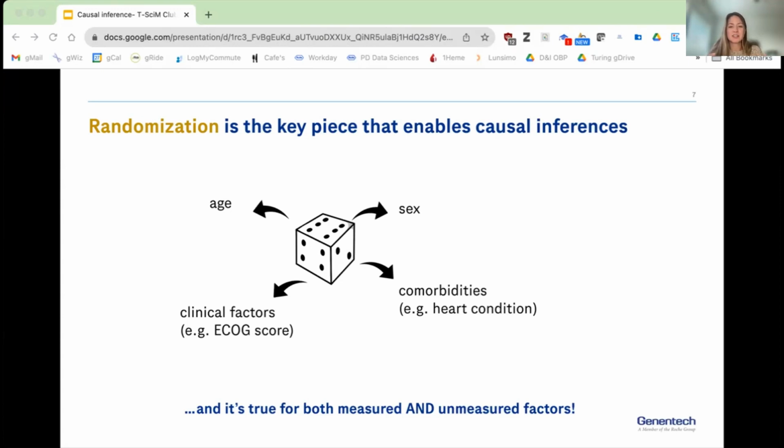So randomization ensures that the distribution of factors like age, sex, other clinical characteristics, and patient characteristics are similar between the two groups. And this is true for both measured and unmeasured factors. So in theory, even if you don't measure everything about the patient, the characteristics should be similarly distributed across the groups.